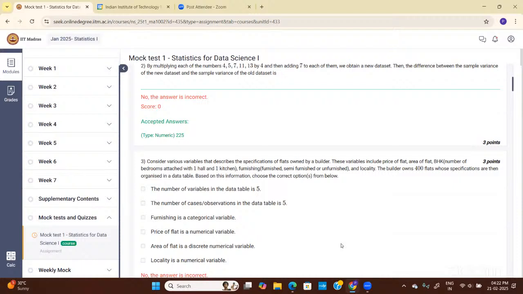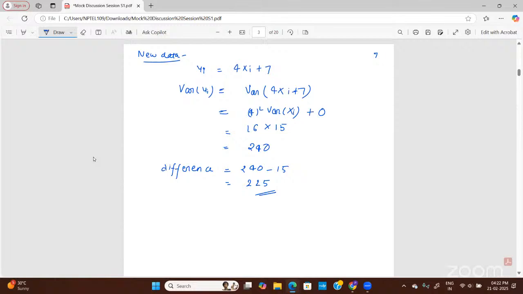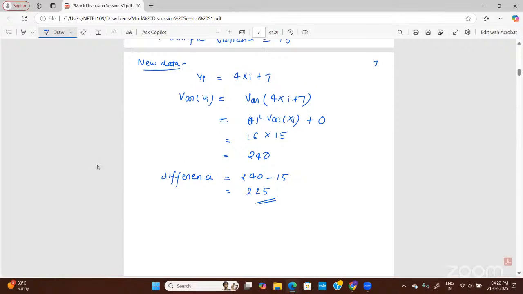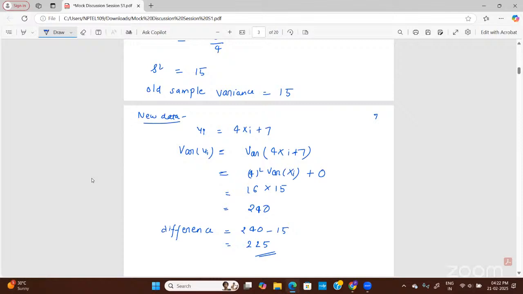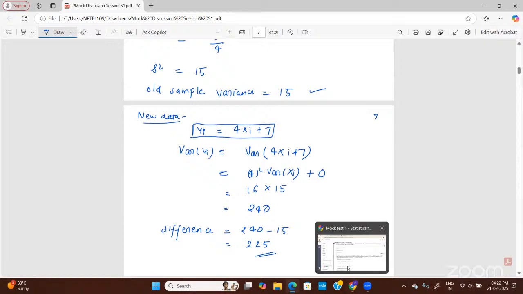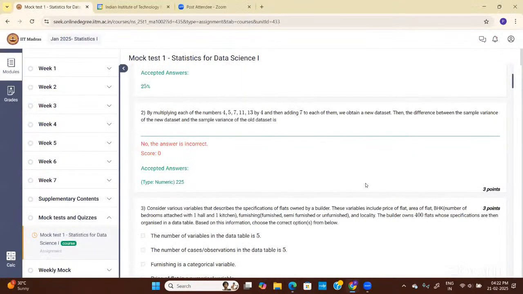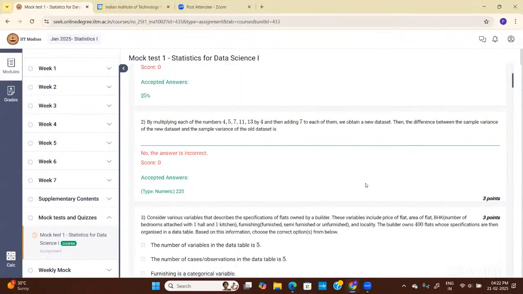Can you tell the solution again? I wanted to take a screenshot. When you calculated the sample variance and then multiplied by 4 and added 7, what did you do there in the variance? Okay, so till this point it is clear: the old sample variance is 15. You are asking about this point, right? In the second question, it was written 4 into x plus 7.